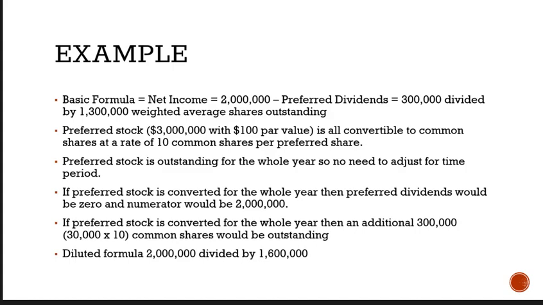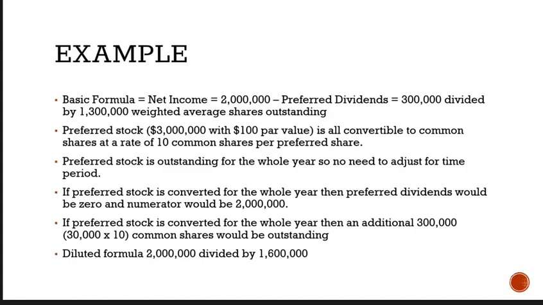If preferred stock is converted for the whole year, then the preferred dividends would be 0, and the numerator would be 2 million, meaning instead of 2 million minus 300,000, like it would be, it'd just be 2 million, because the preferred dividends would be added back, or however you want to think about it, or not subtracted in the first place. If preferred stock is converted for the whole year, then an additional 300,000 shares would be outstanding.